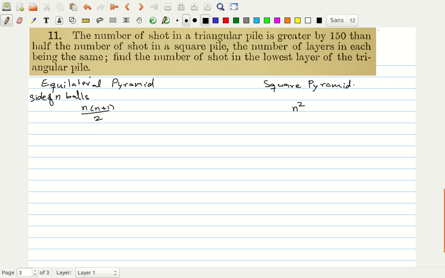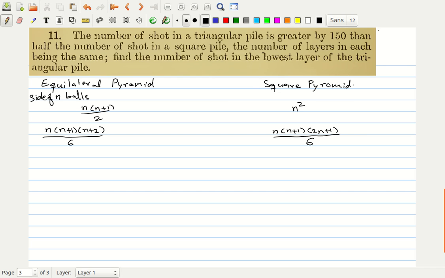What will be the total number of balls in the complete pyramid? It will be given by n times n plus 1 times n plus 2 divided by 6, right? And in this case it will be given by n times n plus 1 times 2n plus 1 divided by 6, right?